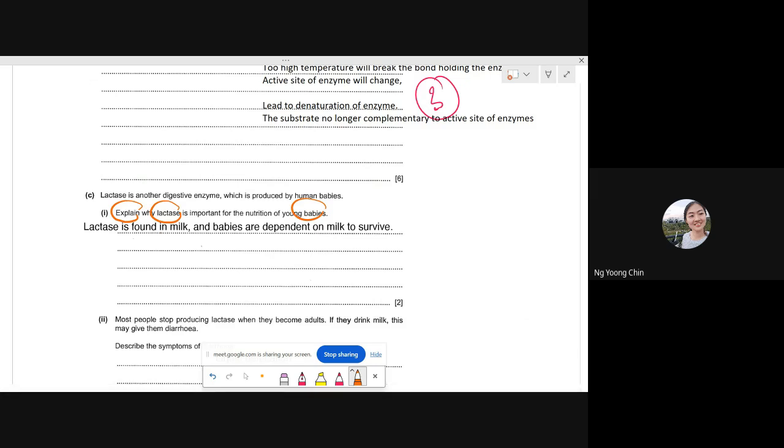So you should write the function of the lactase. So lactase do what? Lactase, they will help in the milk digestion. Lactase is able to break down the lactose, become glucose and galactose, right? Yeah, you should include this. Okay, but this one I can give you 1 mark.